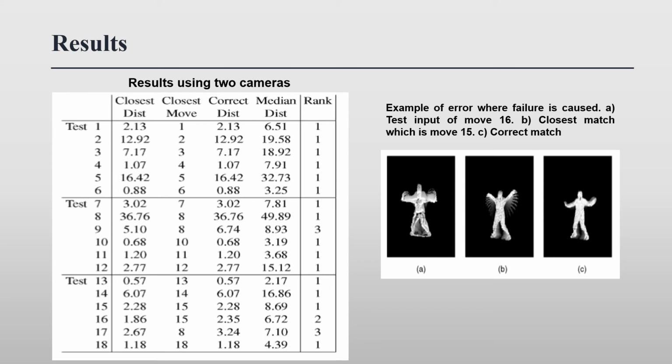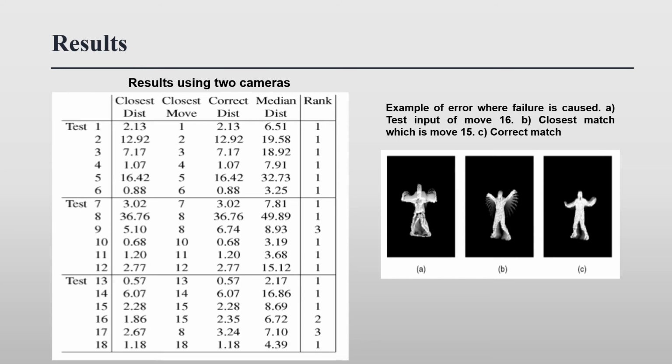The errors in the previous test using one camera can be nullified or reduced using two cameras in the subsequent testing. By using two cameras, the results obtained are as follows. By observing all the statistics, it can be easily recognized that 15 out of 18 aerobic exercises are correctly classified and the rest are misclassified or misrecognized, and these misrecognized human movements also do not deviate much from the original correct match. Examples of where the error is obtained are also given here. Consider A as a test input of move 16 and B as the closest move, which is move 15 obtained by the Mahalanobis test, and C is the correct match.